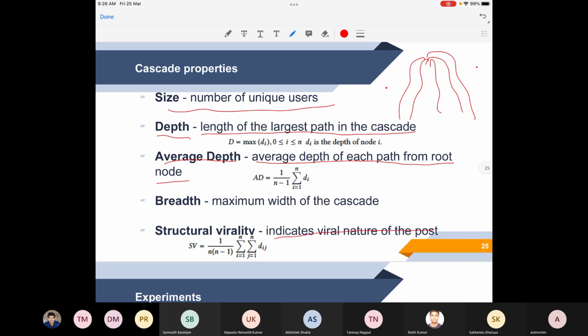Then there is structural virality. Basically, this is the average pairwise distance between any pair of nodes in this particular DAG. So this is the shortest distance. The structural virality indicates that if there is a message at some node in this network, how fast on average will it reach any other node in the DAG. So that is what is indicated by structural virality. So you measure this set of properties for the messages posted by the known hateful users as well as the messages posted by the non-hateful users, and you try to see if there is any difference between them.